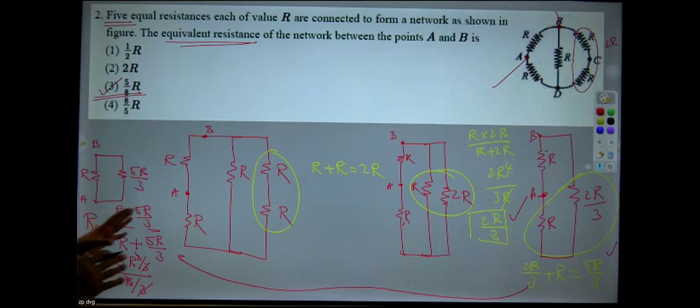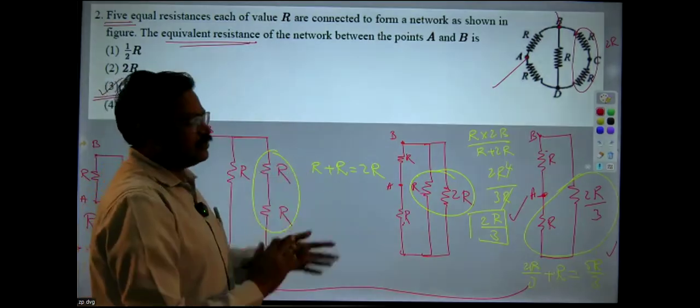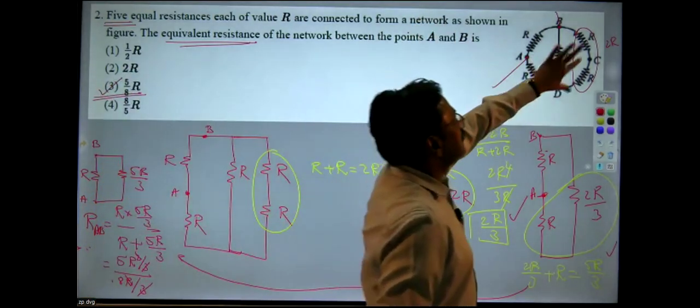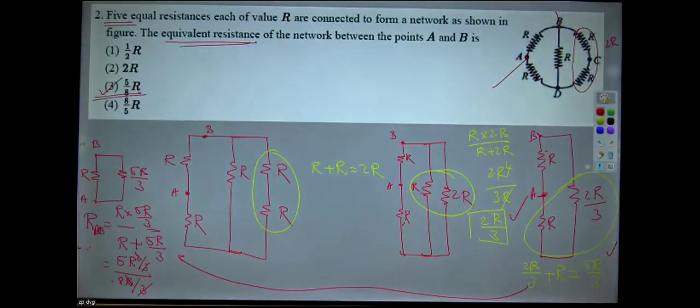So observe this. You don't necessarily have to draw this diagram in the exam. So you can solve them without writing, just finding out the equivalent resistance of these different parts. Okay, so please make a note of the answer. We will take some other questions of circuit analysis.